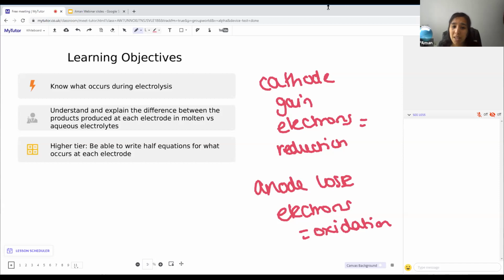Okay, so someone's saying they did this in year 10 at the start. So I guess it depends on how your school go through the curriculum. When I did this, I did it in year 11. So again, it's just dependent on how your school goes through the curriculum.